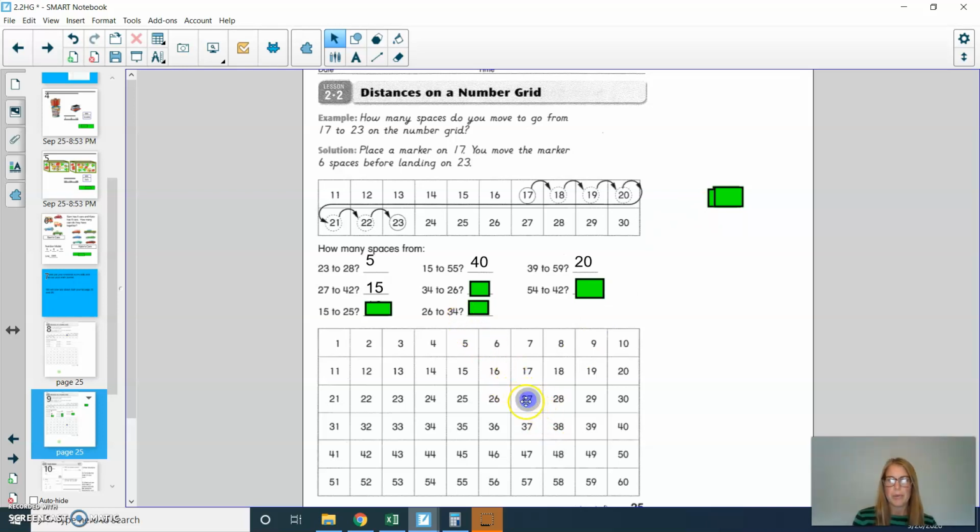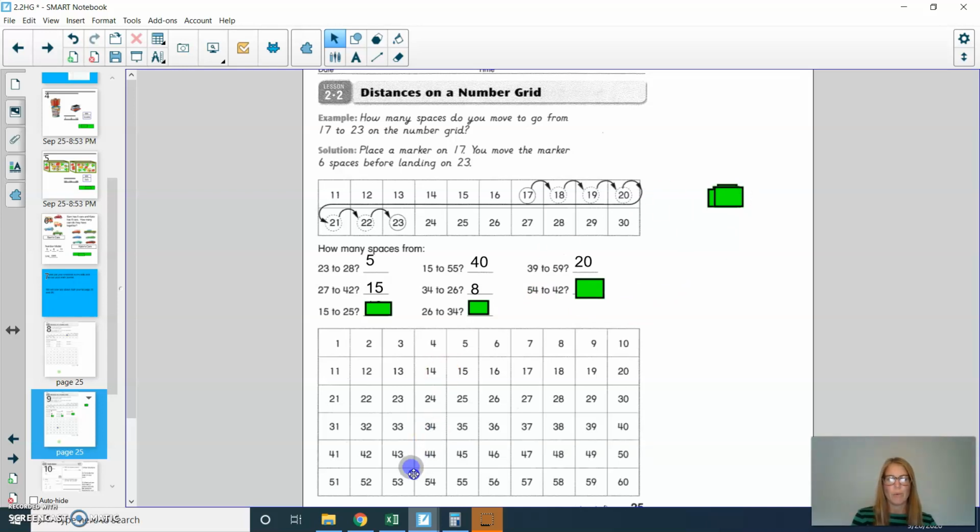This time I'm going backwards. I'm going to start at 34 and I'm going to 26. I could either go to 10 and count back 2 and think 10 minus 2, or I could count back until I get to 26. 1, 2, 3, 4, 5, 6, 7, 8. But from 34 to 26, I would have had 8.